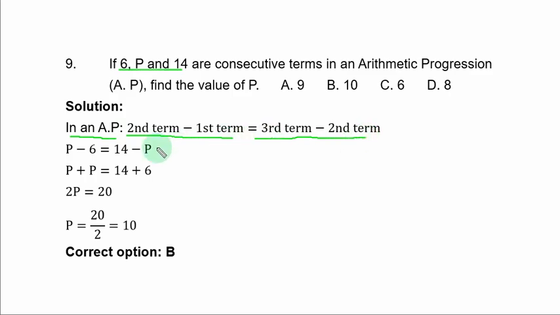In the AP, P, the second term, minus 6, the first term, equals 14, the third term, minus P, the second term. If you collect like terms, you have P plus P equal to 14 plus 6, that is 2P equal to 20. Divide both sides by 2. P is equal to 10. B is the correct option.